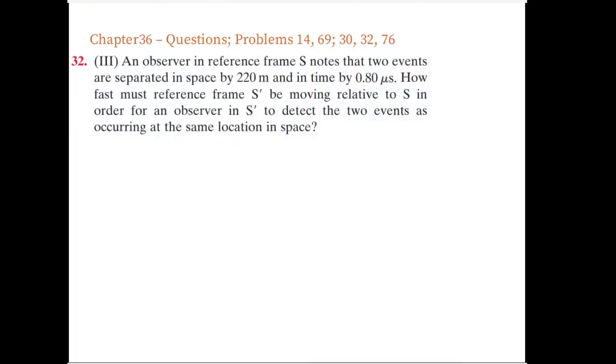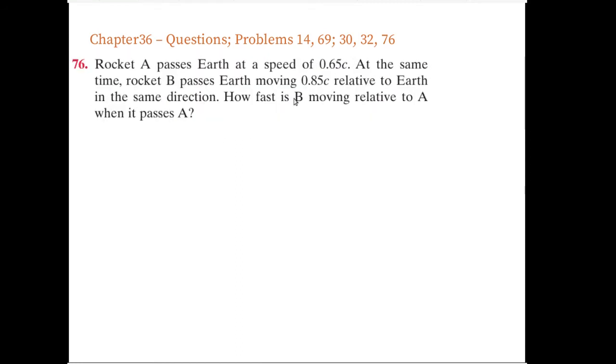Okay, so next question is 76. We have a rocket A that passes Earth at a speed of 0.65 c. At the same time, rocket B passes Earth moving 0.85 c relative to Earth in the same direction. How fast is B moving relative to A when it passes A?